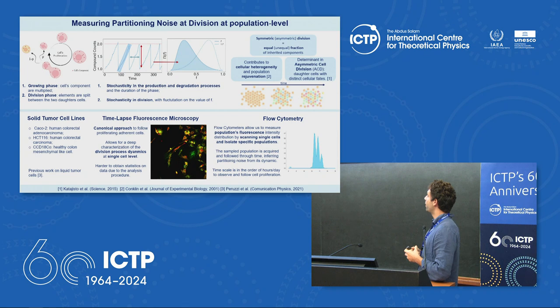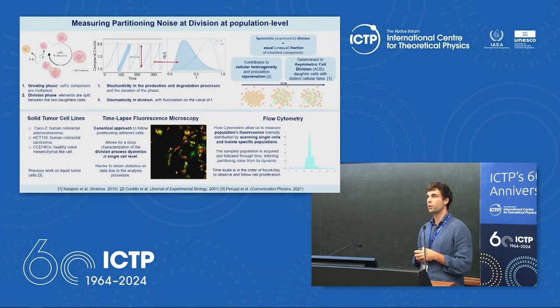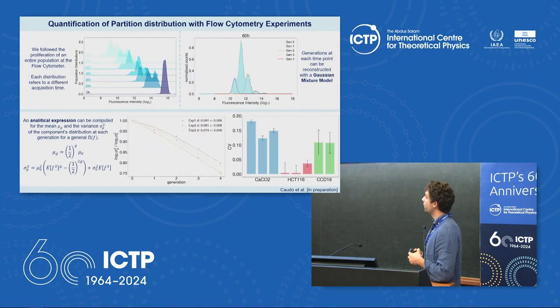And we want to do it by flow cytometry, which Simone explained to you the other day, which allows us to acquire the fluorescence intensity of a single cell, but to acquire an entire population and to follow it through time. So what we did was to label with a fluorescent dye a specific component of the cell, in this case cytoplasm, and we followed the proliferation of the population through time by acquiring a point every 12 hours. Each data point is a fluorescence intensity distribution, which is a superimposition of multiple generations of dividing cells.